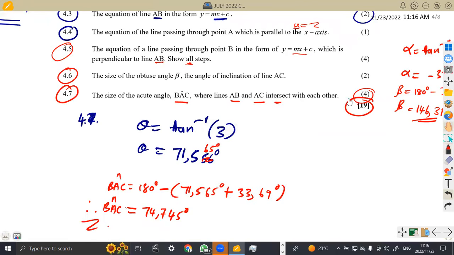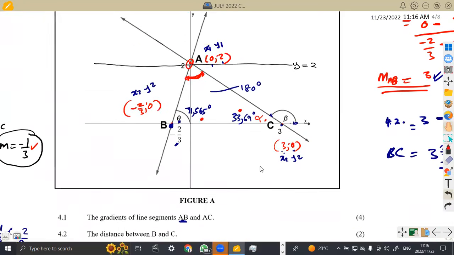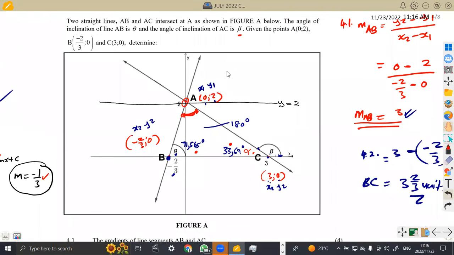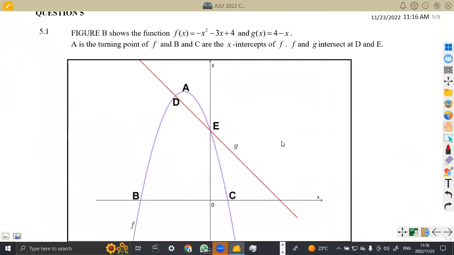So these are typical questions, guys, that you can actually have, and it's very, very important for you to understand the basic concept of angles, the Cartesian plane, the gradient, the equation of a straight line, and the relationship between parallel lines and perpendicular lines. That's what is very, very important in this type of question.